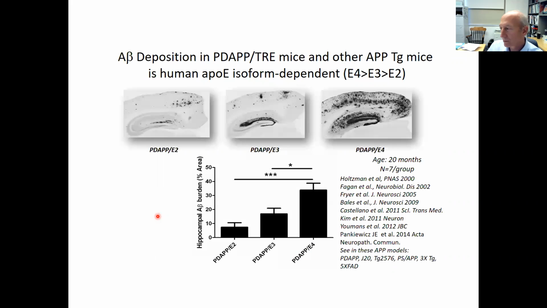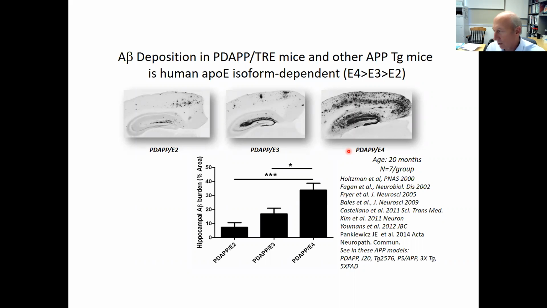You can model this in animals, and this is just one example. In one of the APP models that we've used over the years, you can see that if you knock in the human APOE coding sequence into the mouse genome, and you look at mice that are E22, E33, or E44, you see the same kind of effect, that the pathology starts earlier in E4, and at any given time point that's more than E3, then more than E2.